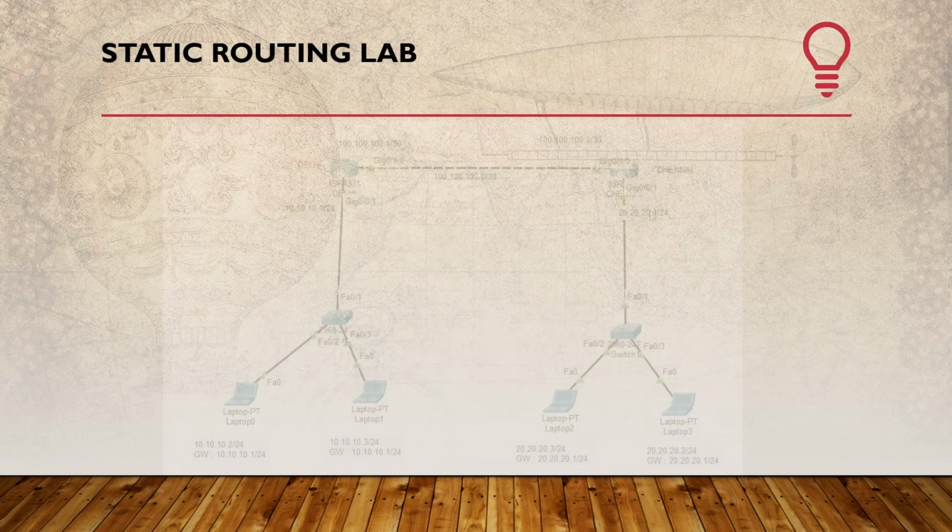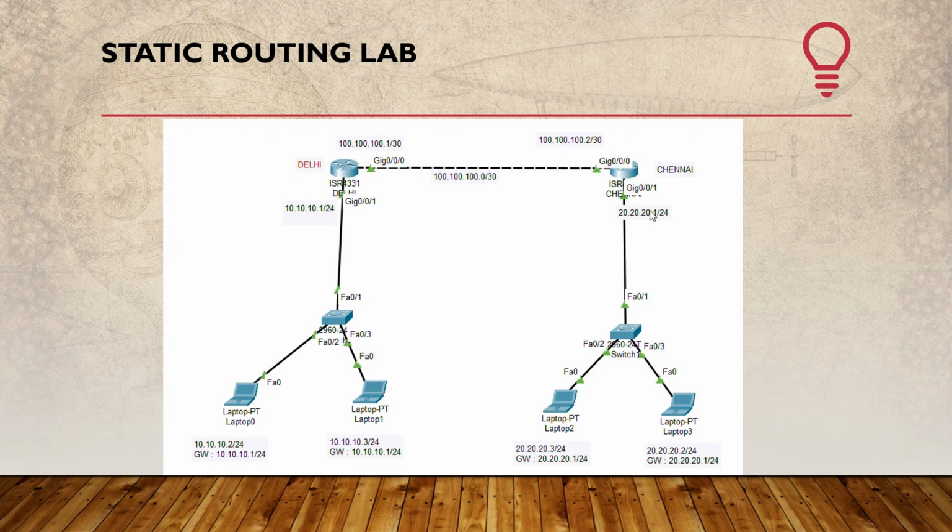Today we are going to discuss static routing lab. Let's take this scenario. Left side one is Delhi, right side one is Chennai. The two locations we are going to interconnect by this link. Two routers are connected.